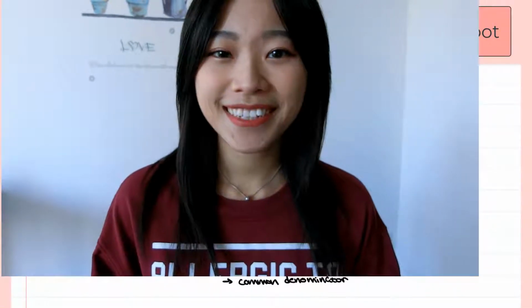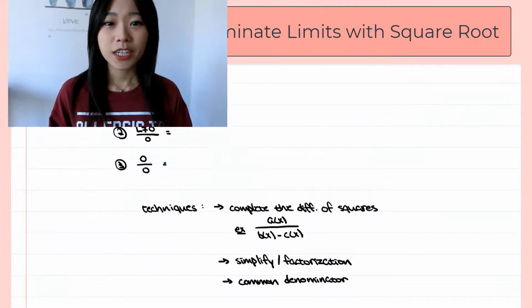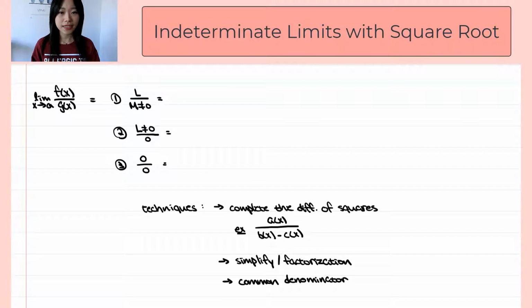My name is Gina. In this video, we are going to talk about when square root is involved in the limit of type 0 over 0. Let's do a quick recap. Usually when we compute a limit, we simply need to substitute the a, the number, into the function, if we are trying to find the limit as x approaches a of a function.